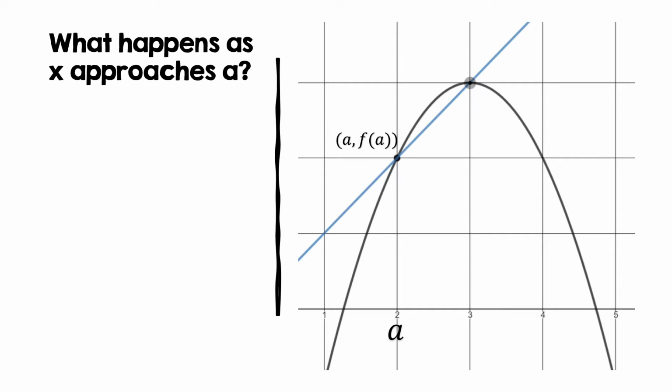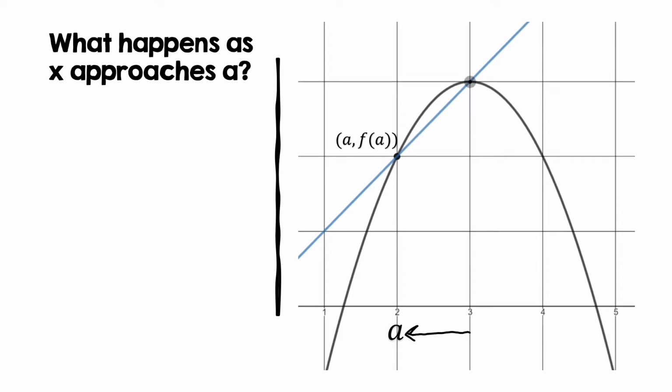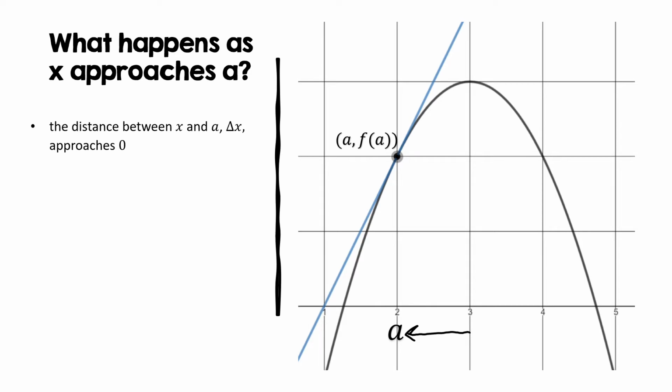One of the things we're interested in is what happens as x gets closer and closer to a. So as we move from whatever value this is for our input closer and closer to a, and as we observe this, we can see the slope of this line changing. So one thing that happens as x gets closer to a is that the distance between them, the change in x, delta x, approaches 0. So we have delta x approaches 0, but with that arrow to stand for that approaches.